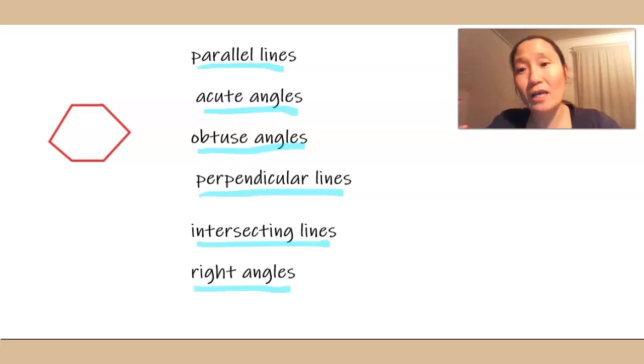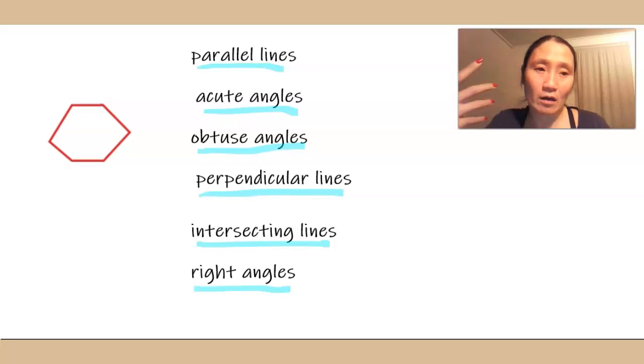So let's take a look at our polygon here. Our polygon has 1, 2, 3, 4, 5, 6. It's a 6-sided polygon. Now, we have to look at it and ask ourselves, does this polygon have parallel lines? You can pause the video while you try to find them.